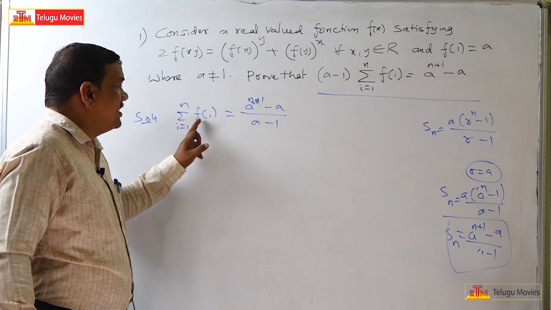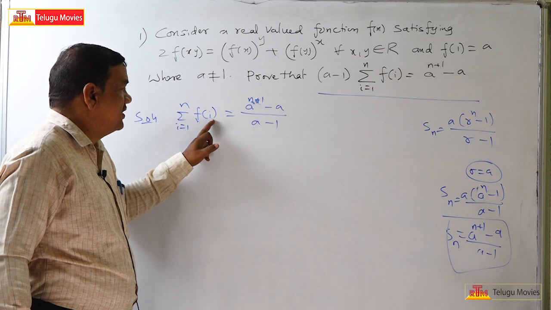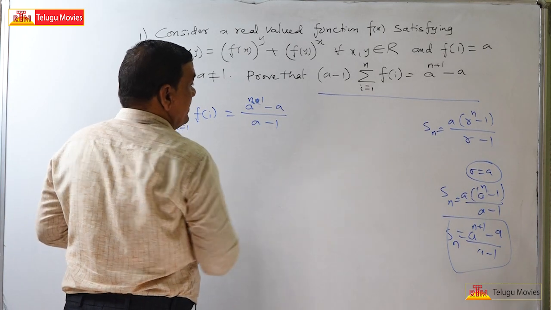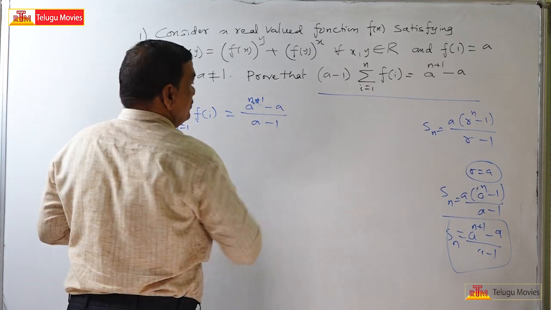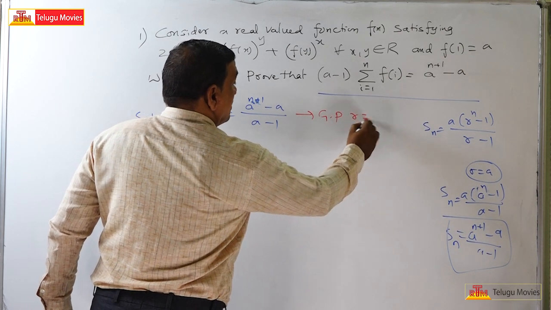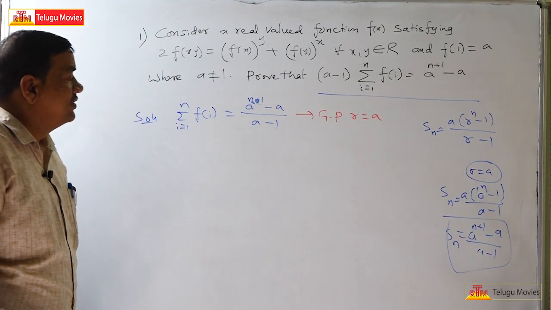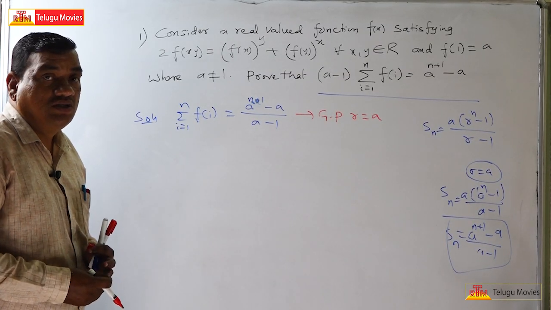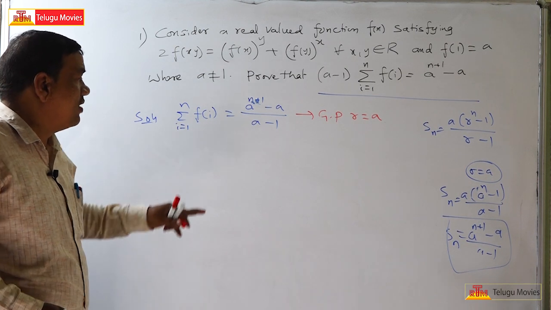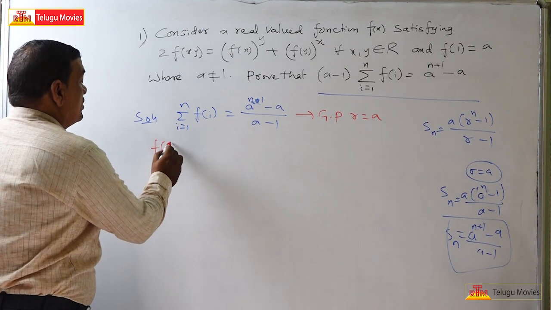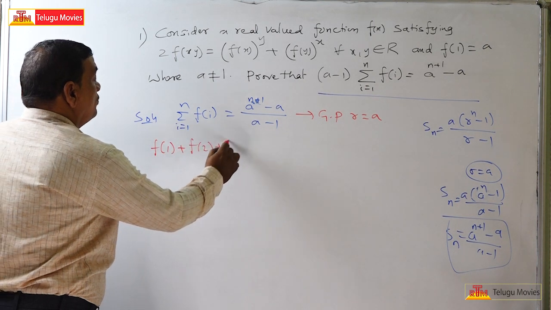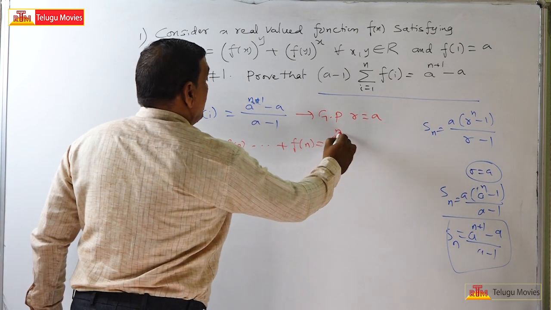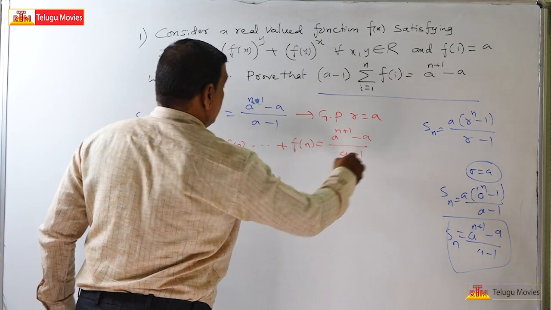I runs from 1 to n, so this is a geometric progression with the common ratio a, the sum to n terms of a geometric progression. So this is equal to what? f of 1 plus f of 2 plus f of 3 and so on up to f of n is equal to a power n plus 1 minus a by a minus 1.